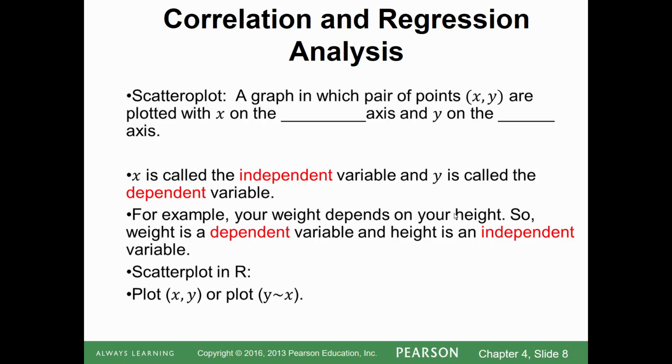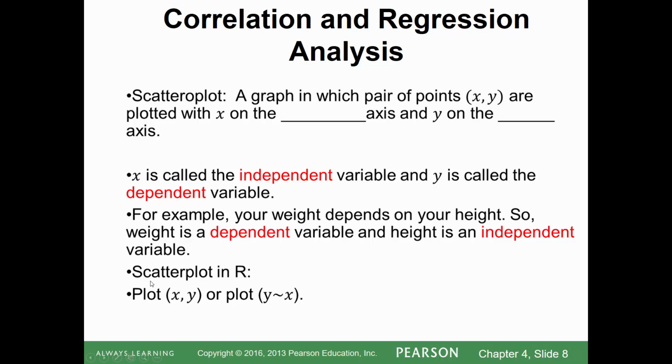Also, if I were able to decrease my height, you would assume that my weight would go down. But if you increase or decrease weight, that doesn't necessarily influence your height. So that's why we say that weight is dependent on the height, so height is the independent variable.